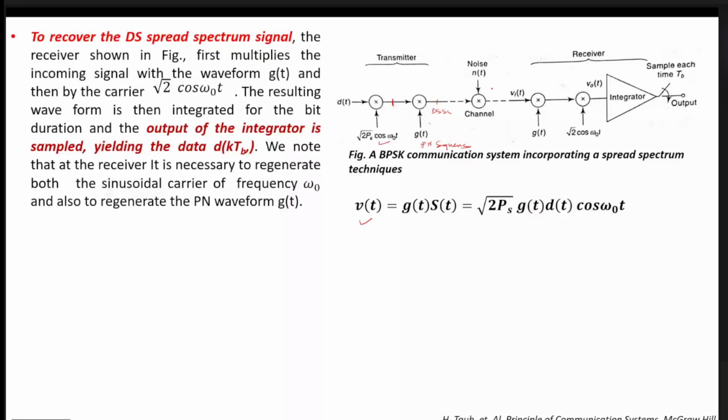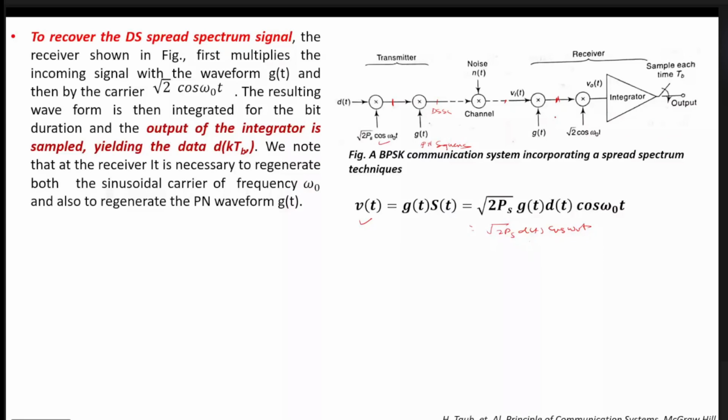It may get affected by noise, and we will consider the case of noise separately, considering the thermal noise and considering the deterministic single-tone noise. Then this signal gets received at the receiving side. At the receiving side, we first multiply by g(t), as I told you earlier also. Once we multiply by g(t), it becomes g²(t), and the value of g²(t) is nothing but 1. So ultimately, this signal will be converted to √2Ps d(t) cos ω0t, and this is nothing but our BPSK signal. So here again we get the BPSK signal.